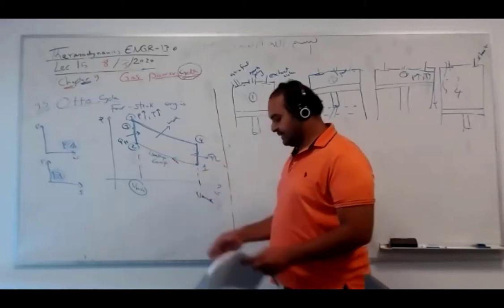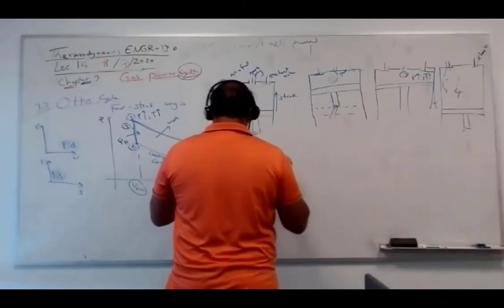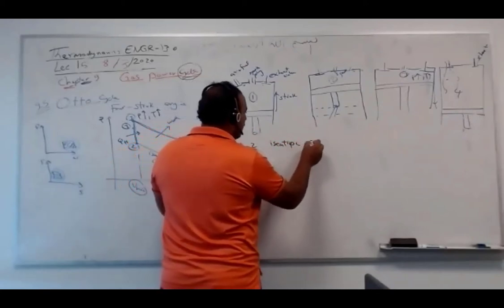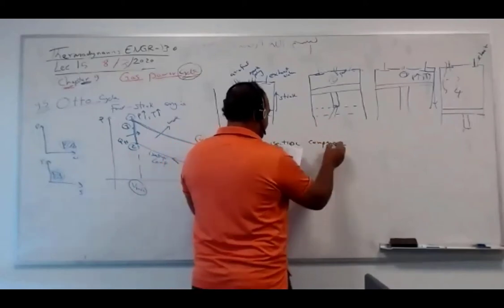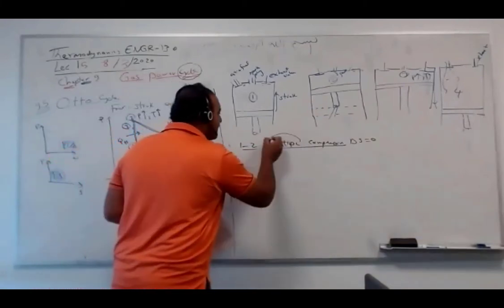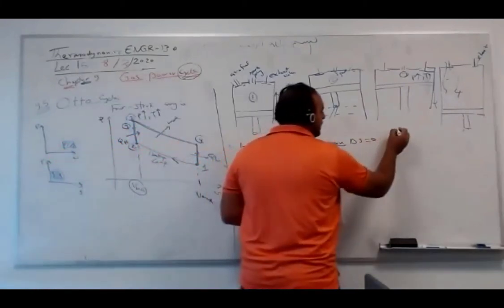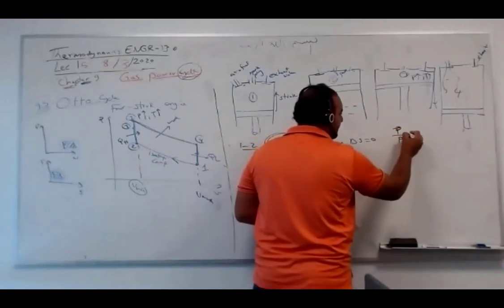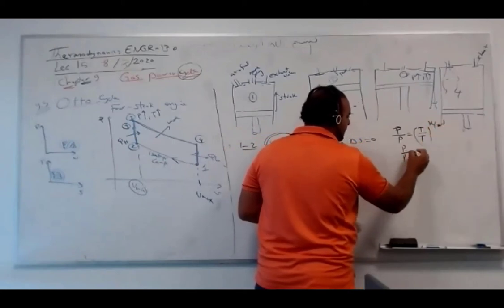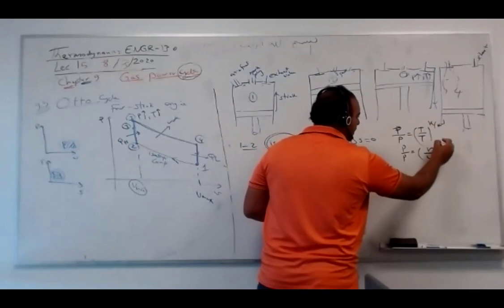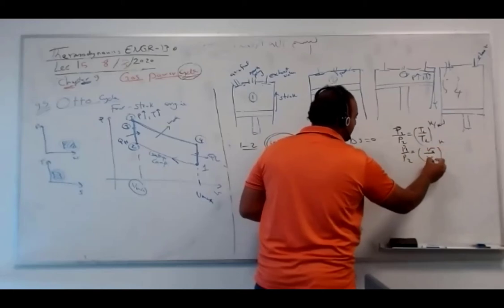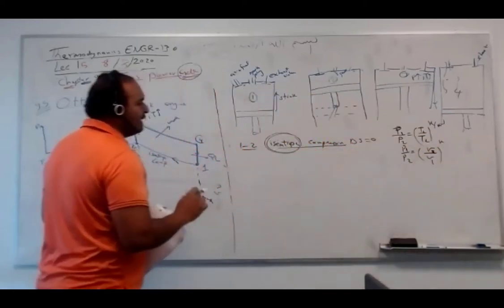We have isentropic. So 1 to 2 is isentropic compression. So delta S is 0. If this is air, you can use isentropic relationship. For example, T2 over T1 or P2 over P1 equal T2 over T1 to the K over K minus 1. P2 over P1 is V1 over V2 to the K. Here is 1, 2. Here is 2, 1 because it's inverse with volume. So this is called isentropic relationship.